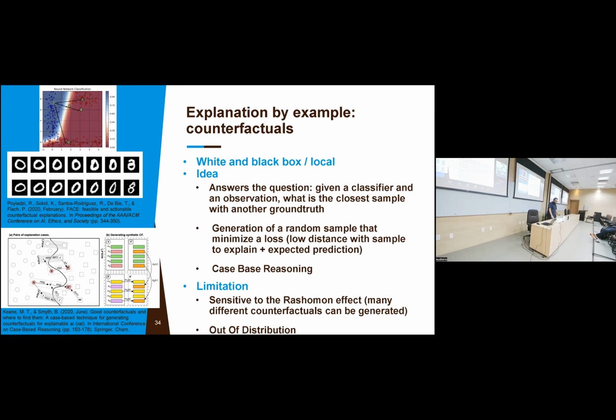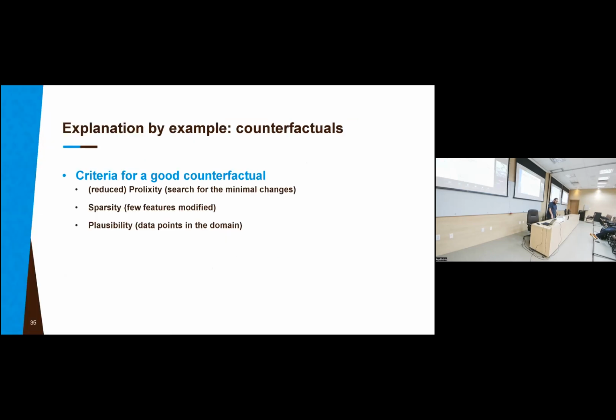Of course, when you are generating information, you still suffer from out-of-distribution issues. There are some criteria to say if a counterfactual is good or not. We need to reduce the proximity. It means that the counterfactual needs to be as close as possible to the example we want to explain. Few changes must be computed. We need sparsity. It means that in the feature space, as few features as possible have been modified in order to generate the counterfactual. And the plausibility means that the generated counterfactuals need to be in the domain. It's once again related to the out-of-distribution issue. The counterfactual needs to be realistic.